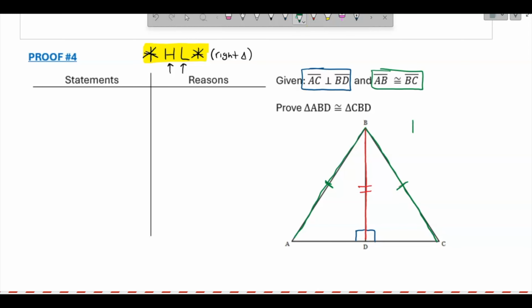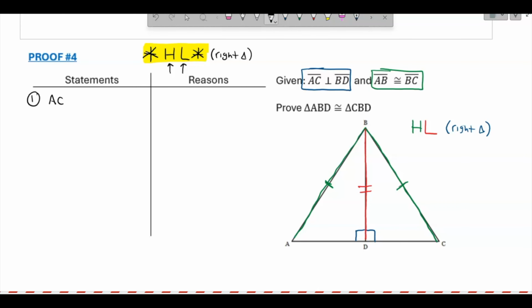So this is going to be an HL proof. But then I'm going to add a little nugget here on the side and just say, parentheses, right triangle. And I wrote triangle, but let's go right triangle to be more specific. So there's actually 3 things for us to check off. We have to check off the hypotenuse, we have to check off the leg, and then we have to check off that it's a right triangle. So let's go ahead and go through that process.